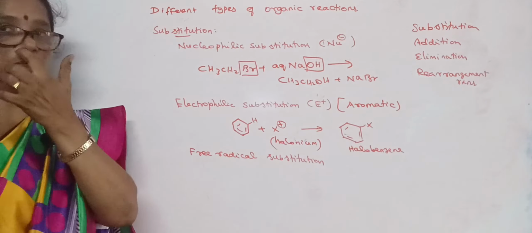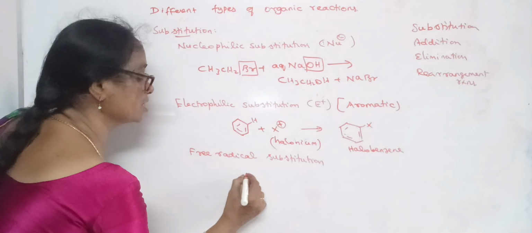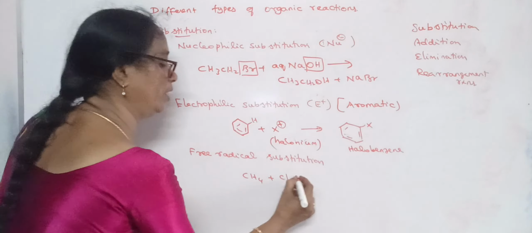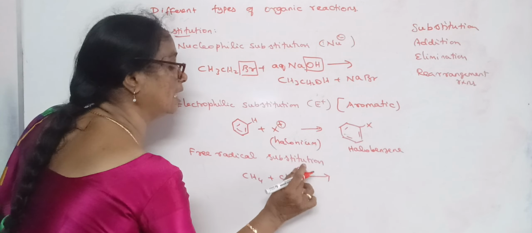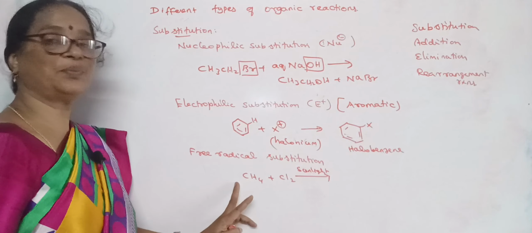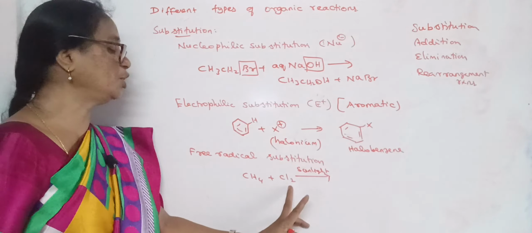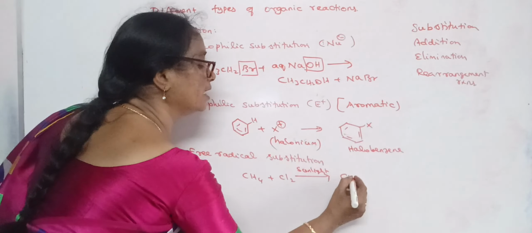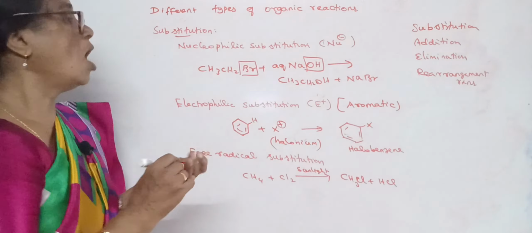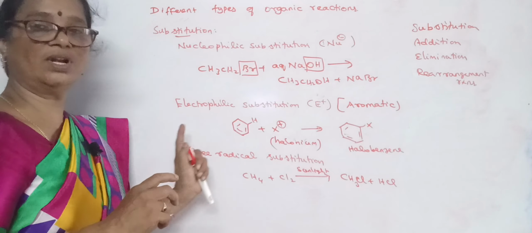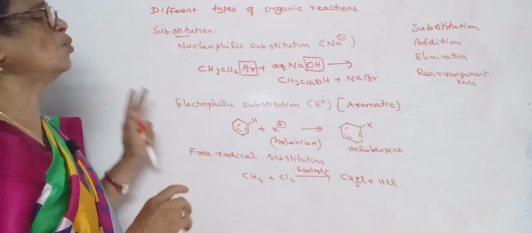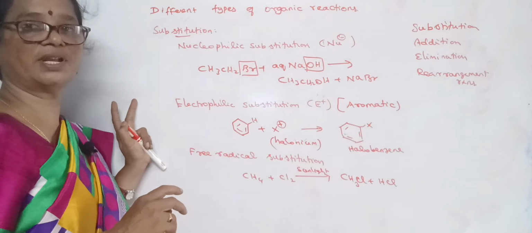Free radical substitution. In free radical substitution, let us take methane. When it is heated with chlorine in the presence of sunlight, the 4 hydrogens present on the carbon can easily be substituted by chlorine. So it can give CH3Cl plus HCl. All these reactions will be explained in a detailed manner in the following chapters. So let us see only an example for such types of reactions.